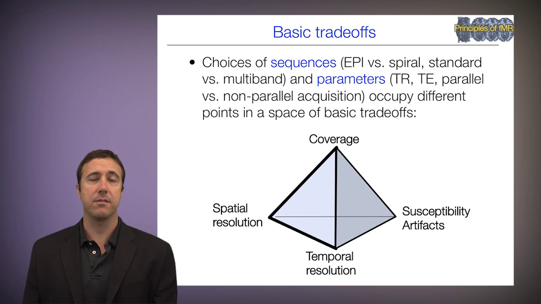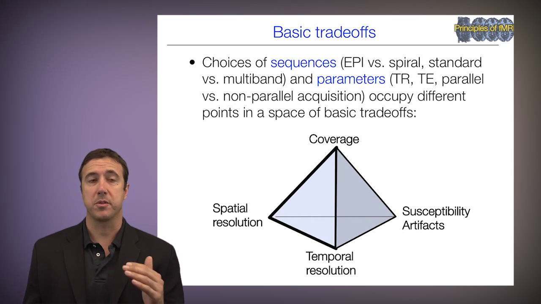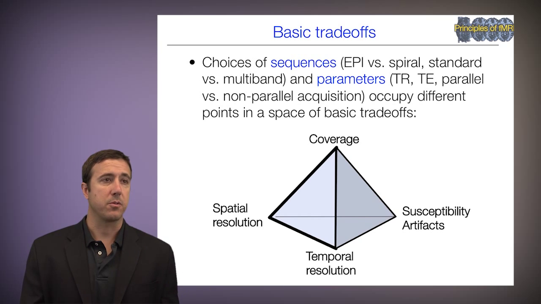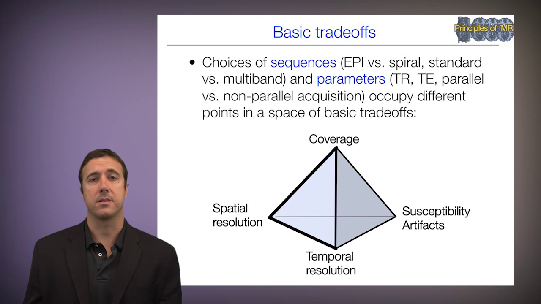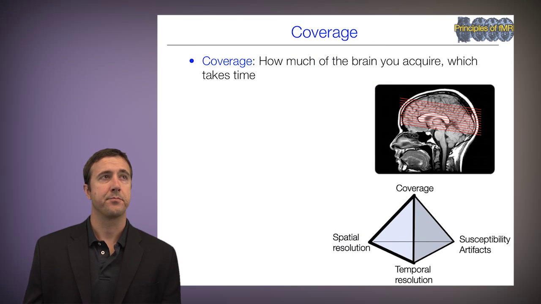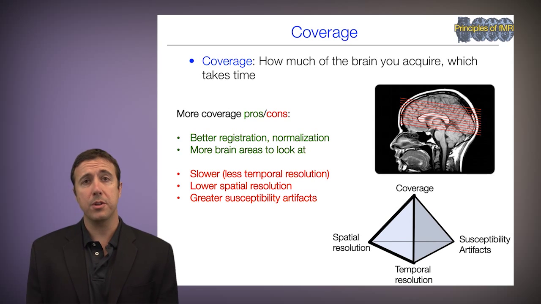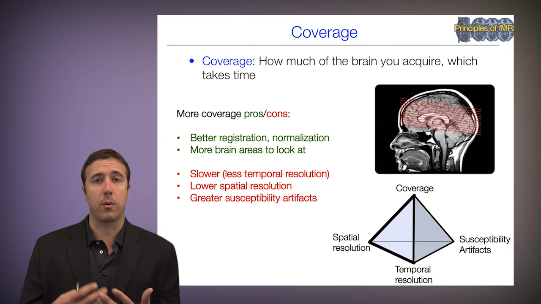And there's a space of different points in this series of trade-offs. On the top of the pyramid here, we have coverage, how much brain you're covering, which trades off with the other parameters, including spatial resolution, temporal resolution, and susceptibility artifacts. So let's look at coverage. That means how much of the brain you acquire, which always takes time. You can do things to increase the coverage, very simply, acquire more slices.